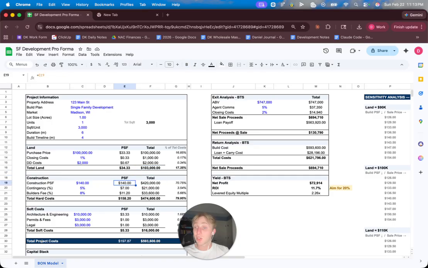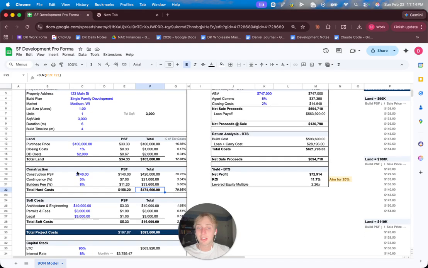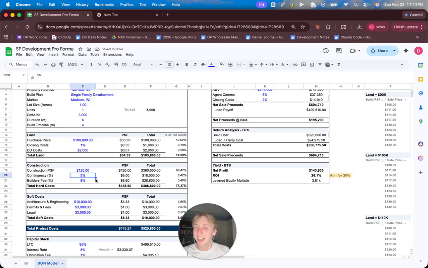And then we're going to dive into the construction side. So our price per square foot is about $140, getting you about $420K in total. But then I also allocated for a 5% contingency alongside an 8% builder fee. So in total, taking into consideration the contingency as well as the builder fee, that gets you to about $474,000. For the sake of this, I'm going to drop this to about 120, just so that my returns look like what I'm aiming for. But it'll probably come closer to like 127. But anyways, let's dive into it.